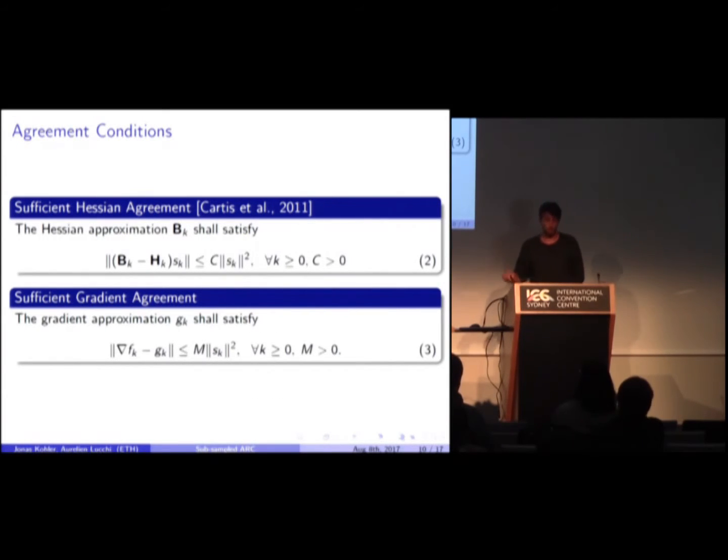The agreement conditions that we have, the first one is from the Cartis paper. You can kind of intuitively interpret it as that the Hessian approximation and the Hessian itself, they need to be consistent along the path of s_k, so the steps that you take. And another thing to note here is that as the algorithm converges, the steps are going to converge to 0. So the more progress we make, the more accurate Hessian information we actually need. And the second one, that's the condition that we came up with, is a similar one for the gradient case.